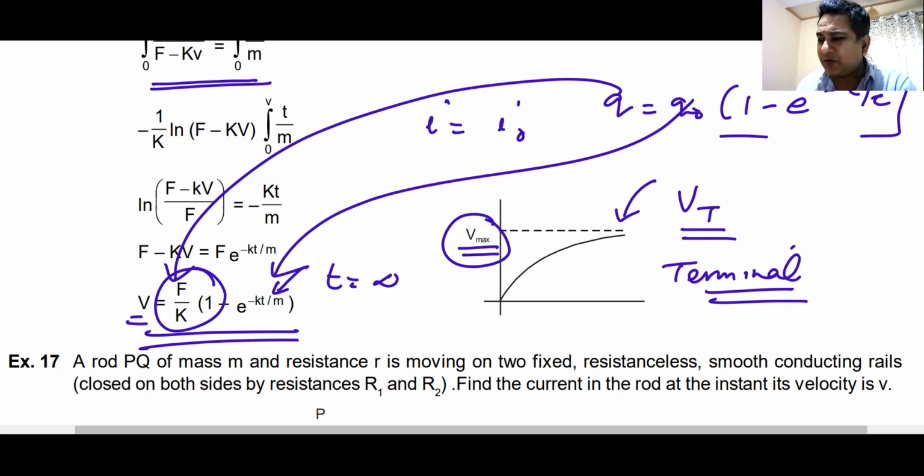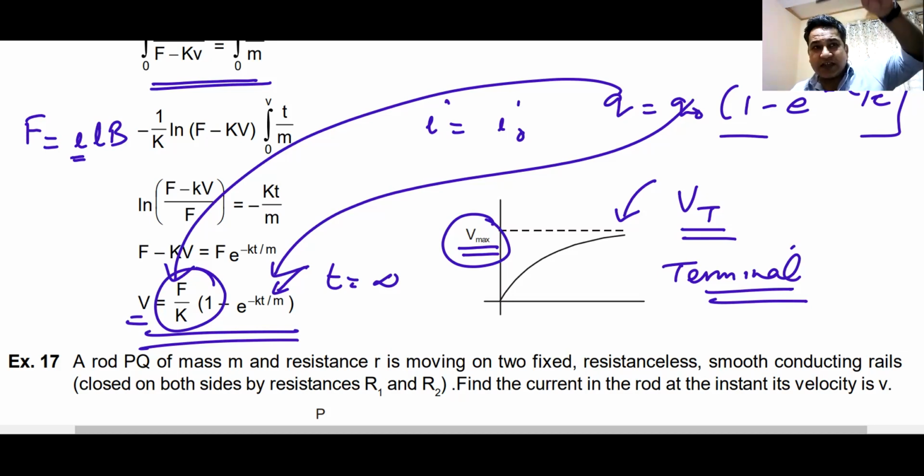Terminal velocity is very simple to find. You just equate F, which is the applied force, to ILB, where I is the current. You can write the current as BLV by R. From there, you will get the value of terminal velocity, the velocity at which external force and magnetic force become the same.